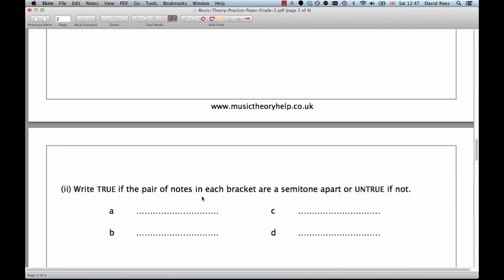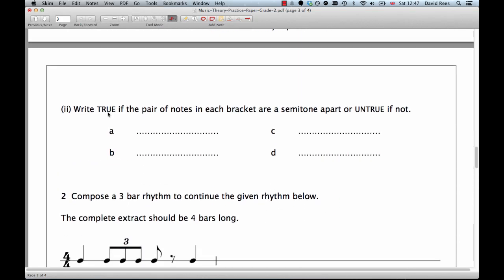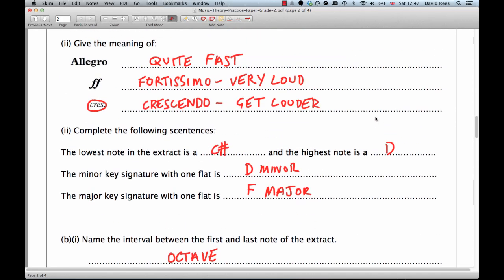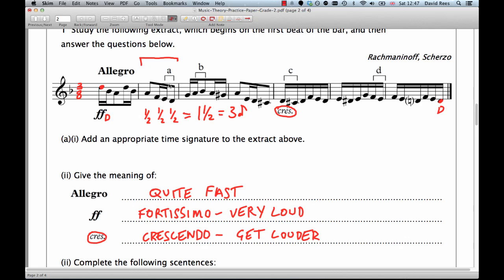And I think, oh no, there's more. Okay, write true if the pairs of notes in each bracket are a semitone apart, or untrue if not. Again, we have this true, untrue thing going on, which is important to remember. And we have to also look up at the example, and we're going to look at each one in turn and say, are these notes a semitone apart? Okay, cool, we can do that.